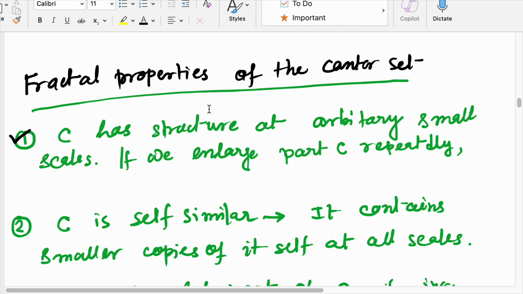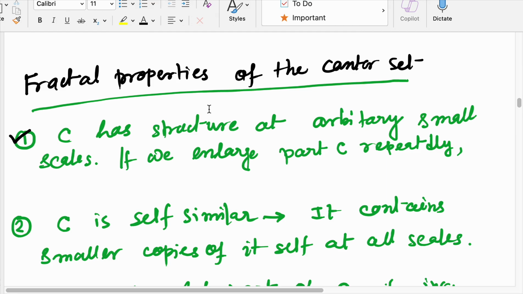So in whatever smaller region you go, if you zoom into that smaller region, you will find the whole fractal in it. That means self similarity means a whole copy of the full picture of the fractal is contained in every smaller part of the fractal. So it is self similar everywhere. That is why it is called self similar.